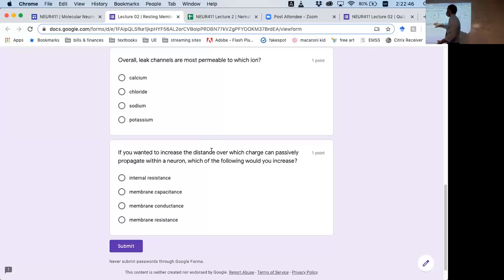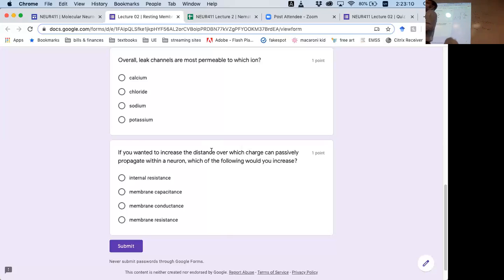Okay, so what do we want to do here? Which one of these should we increase? Excellent. Membrane resistance. You increase your resistance, you cut down on how much charge just leaks out the membrane. If it leaks out the membrane, it can't move within the cell. That should make fairly intuitive sense.